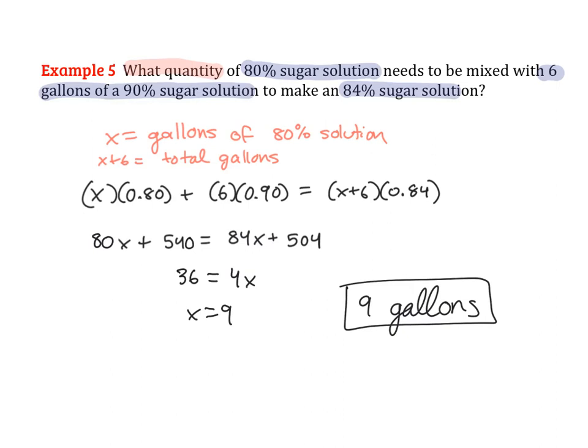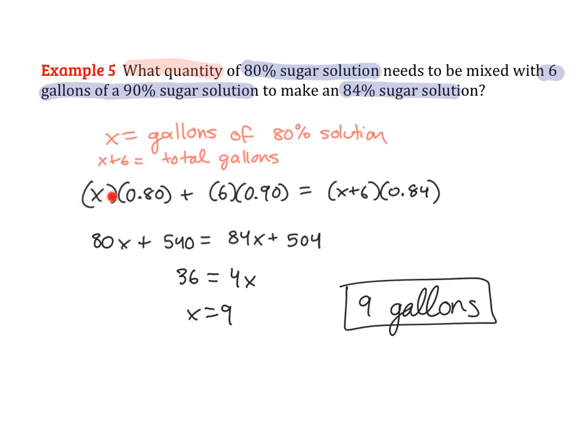So this is a little bit tricky. I know I have x gallons of the first solution. I know I have 6 gallons of the second solution. So maybe you're wondering, how much of the final solution do I have? Well, it would be x plus 6. I know it's kind of weird to define it like that, but x plus 6 is the total gallons. Again, x represents the first one, 6 is the second one.